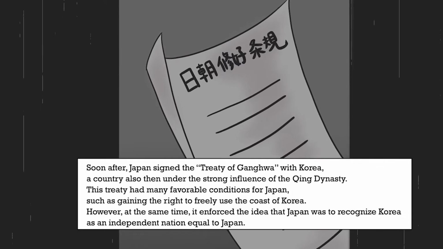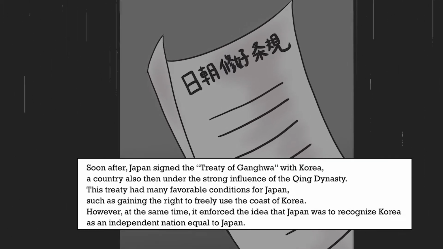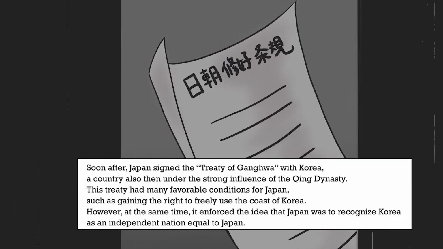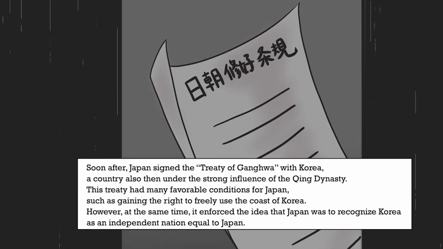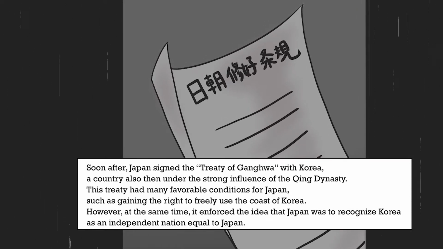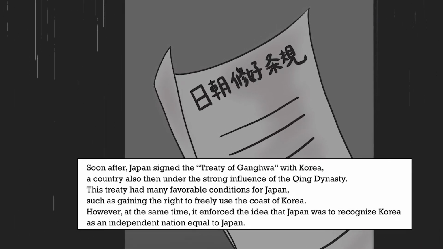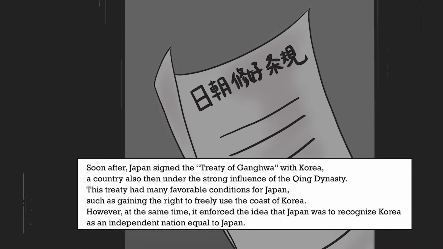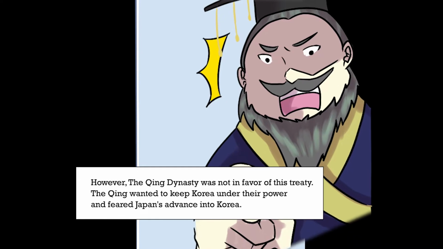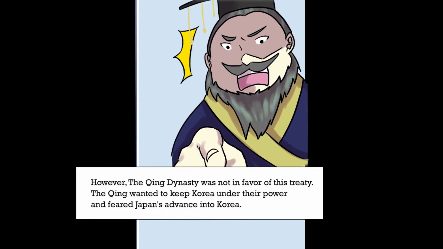Soon after, Japan signed the Treaty of Gangwa with Korea, a country also then under the strong influence of the Qing Dynasty. This treaty had many favorable conditions for Japan, such as gaining the right to freely use the coast of Korea. However, at the same time, it enforced the idea that Japan was to recognize Korea as an independent nation equal to Japan. However, the Qing Dynasty was not in favor of this treaty.